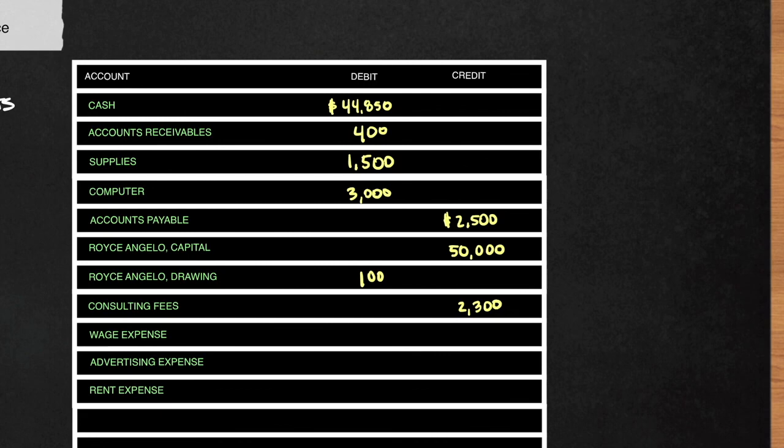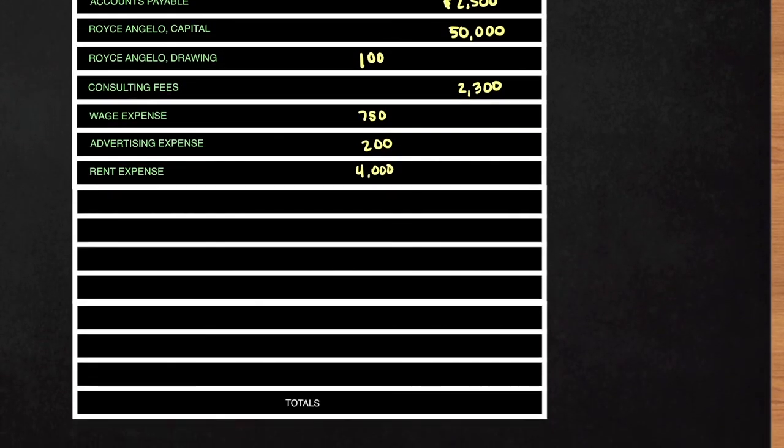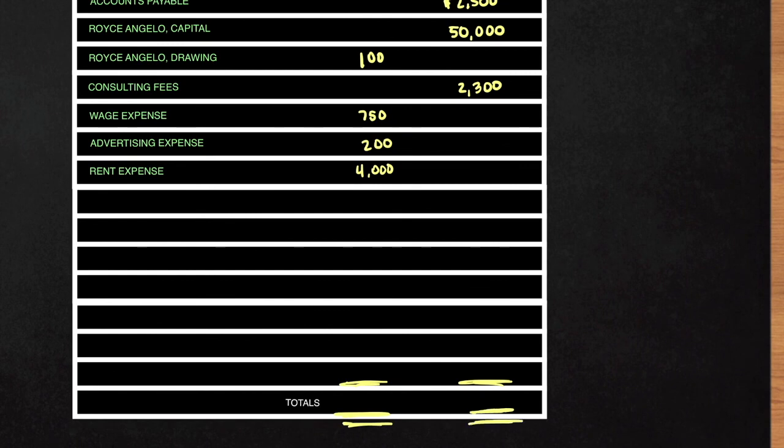Drawing or dividends is usually on the debit side. Consulting fees, which is revenue, is usually on the credit side. And all your expenses are usually on the debit side. And rent expense is the last one. In reality, whatever your normal balance is, that's where they belong. And if you forget, just check your general ledger because it shows where the running balance is, whether it be on the debit side or credit side.